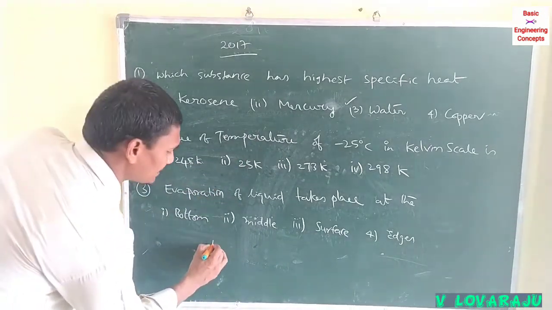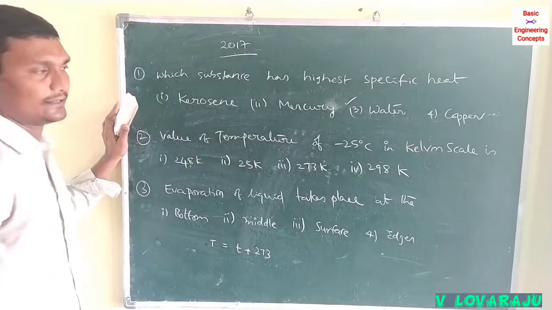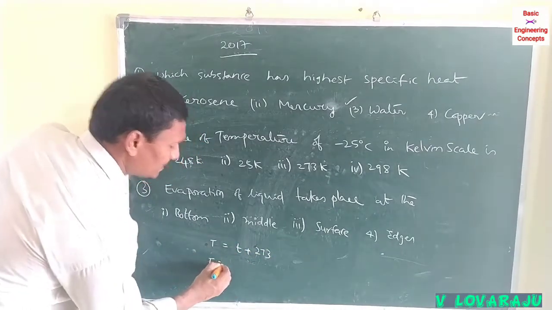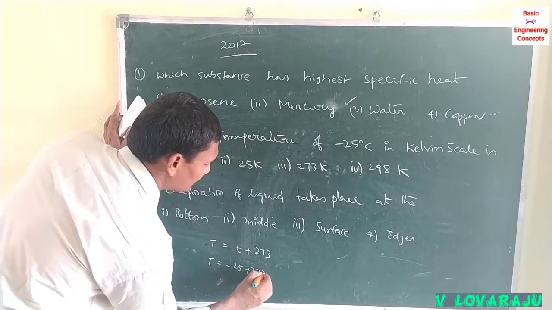Okay, already you know the relation. Temperature in Kelvin scale is equal to temperature in degrees centigrade plus 273. That is the temperature in Kelvin scale. The temperature in Celsius scale is minus 25, plus 273.